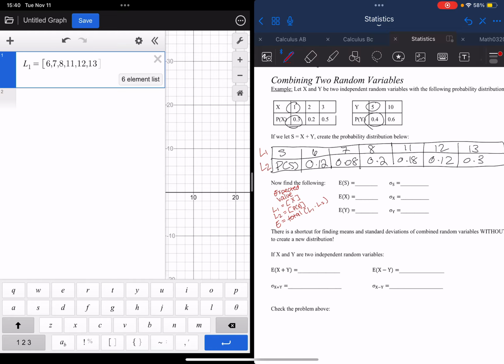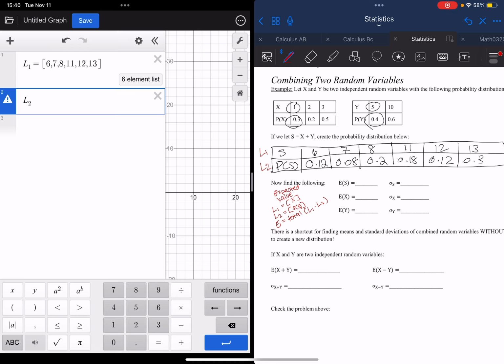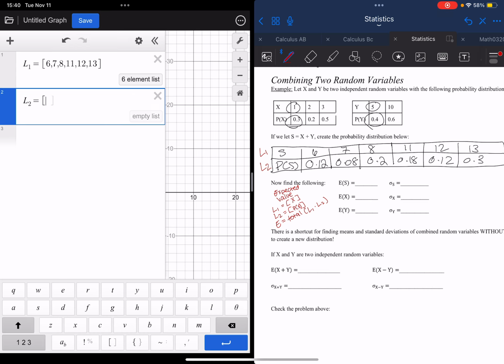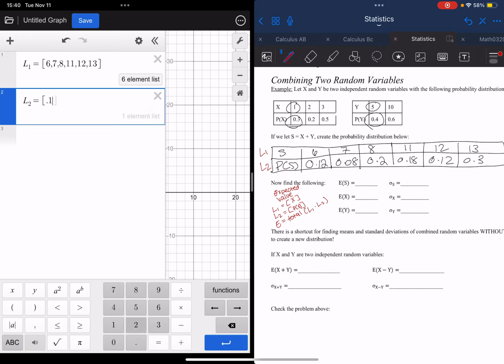Okay, then I'm going to go on to the next one and create list 2. And then I'm going to put all the probabilities of S. So the 0.12, 0.08, etc. So 0.12, 0.08, 0.2, 0.18, 0.12, and then 0.3. Notice how in each of my lists I have 6 elements. That's how I know that I'm inputting all the given information, because in my table I had 6 S values and 6 probability of S values.